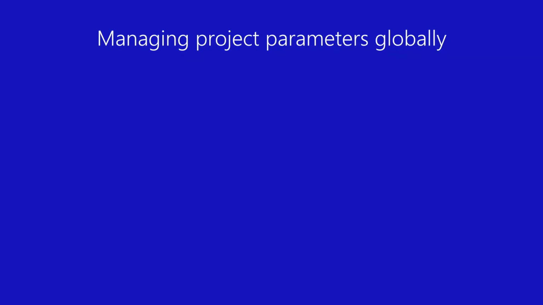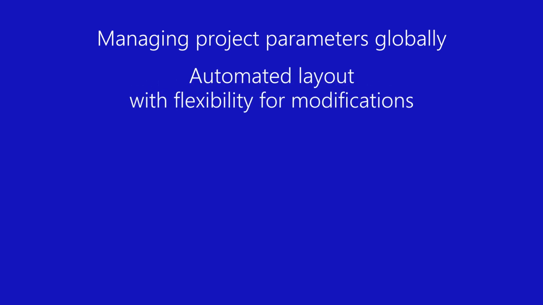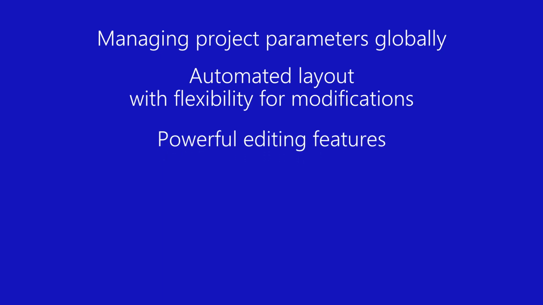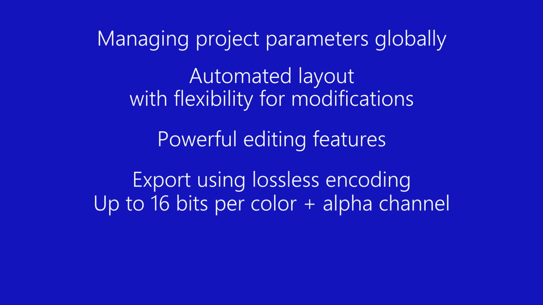In summary, managing project parameters globally is the key to CineCast's performance. The result is automated and pixel-perfect layout, with the flexibility to make modifications at any time. The same applies to editing, allowing you to rearrange entire clusters using cut and paste, thereby reducing the possibility of typing errors. The CineCast export uses lossless encoding, with no motion compression artifacts whatsoever.